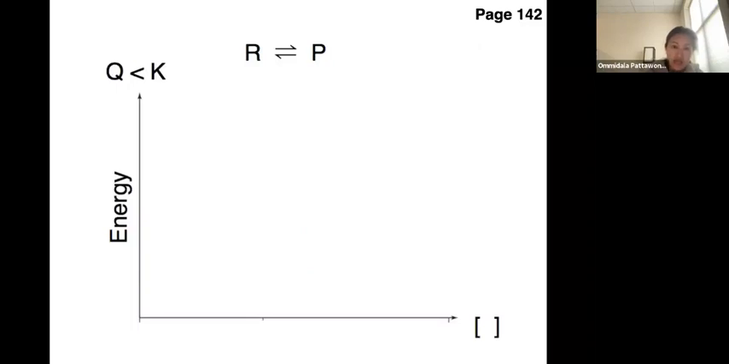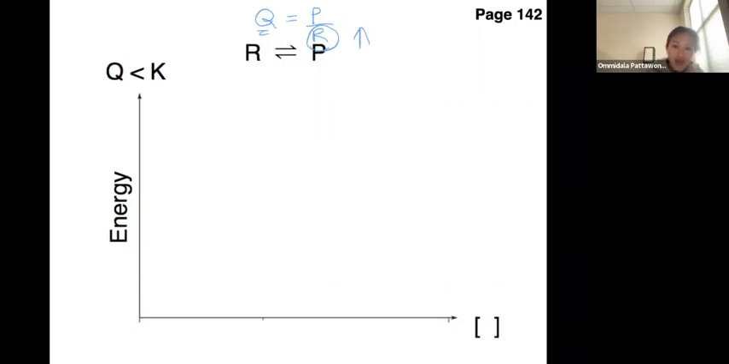Okay, so Q less than K, what does it mean? If you think about Q, when you do the expression, it is always product over reactant. So when Q is less than K, the small value indicates that you are going to have a high concentration of the reactant, which means a high concentration of the denominator. That causes the value of Q to be small. So at this point, it's not at equilibrium yet.